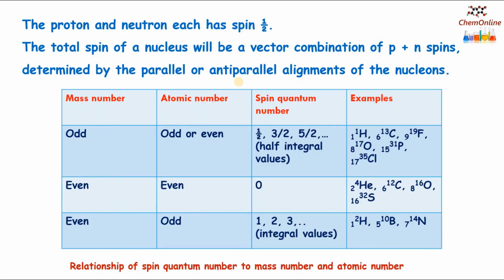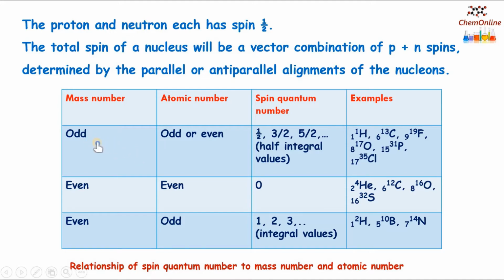Here is a table which shows the relationship of the spin quantum number to mass number and atomic number. So this helps us to predict the spin quantum number of a particular species by just looking at the mass number and the atomic number.